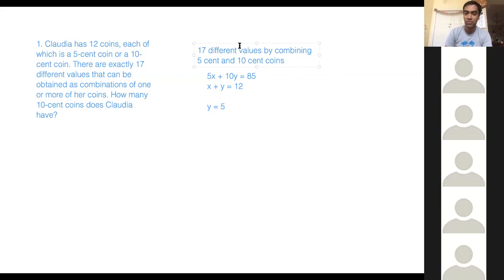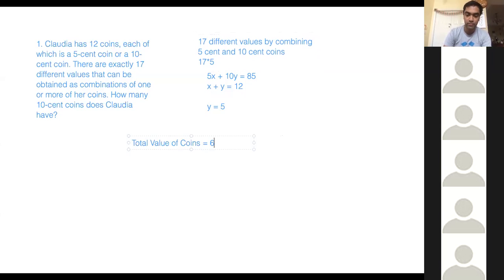So if there's 17 different values that we can make, the values must be 17 times 5: 5, 10, 15, and so on. So the total must actually be 17 times 5. So we know that the total value of the coins is 85, and the number of coins is 12. So then it just comes down to figuring out how many are 5-cent and how many are 10-cent coins. So we know there's 12 coins.